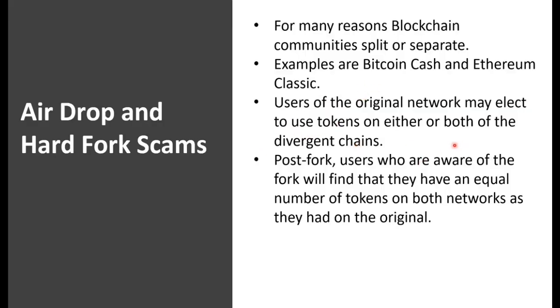Users of the original network may elect to use tokens on either or both of the divergent chains. Post-fork users who are aware of the new fork, notice I said aware of the new fork, will find they have an equal number of tokens on both networks as they had on the original. So you can gather here that users can be fooled by a scam that discusses a blockchain hard fork.